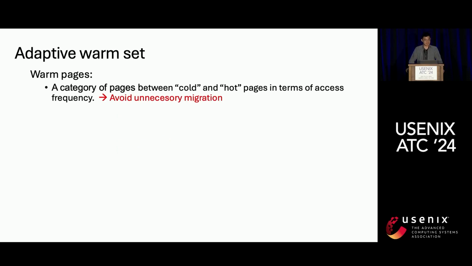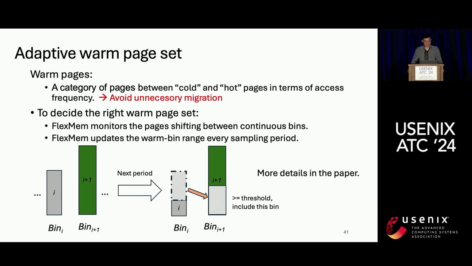So now, let's talk about the adaptive warm set. Warm pages are a category of pages between cold and hot pages in terms of access frequency. Warm pages are highly likely to be hot in the future. Keeping them in fast memory can avoid unnecessary page migration. To decide the right warm page set, FlexMem will monitor the page shifting between continuous bins, because it would have very high overhead if you wanted to scan all the pages.